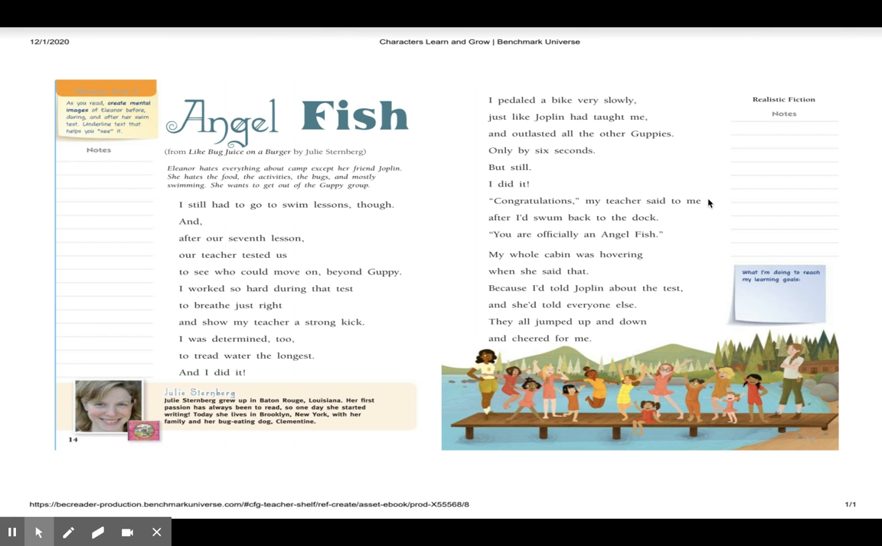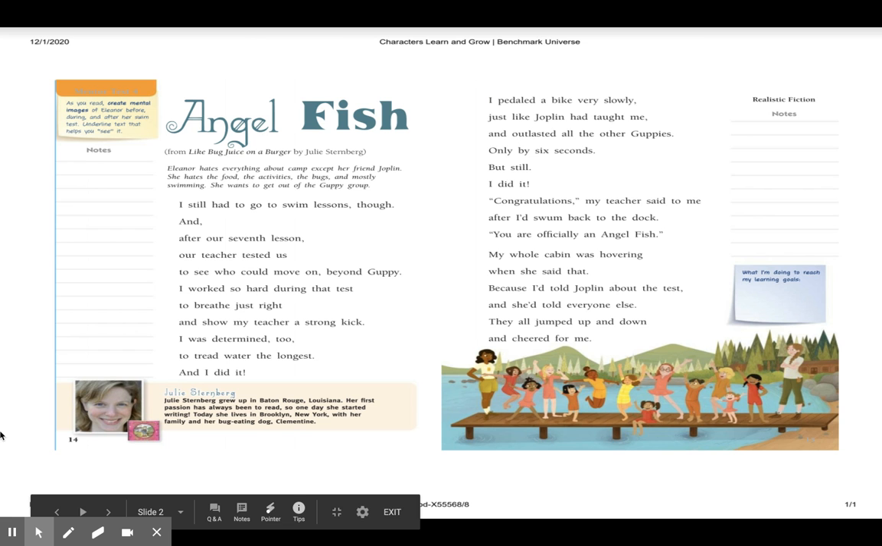Congratulations, my teacher said to me after I'd swum back to the dock. You are officially an angelfish. My whole cabin was hovering when she said that because I told Joplin about the test, and she told everyone else. They all jumped up and down and cheered for me.